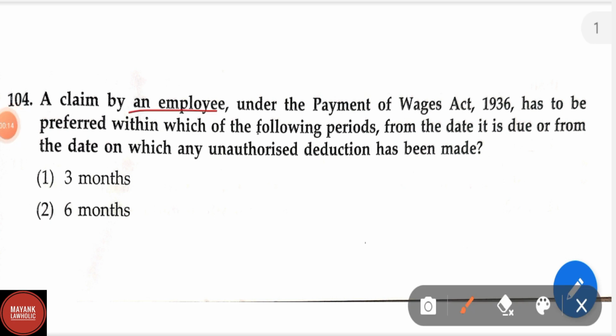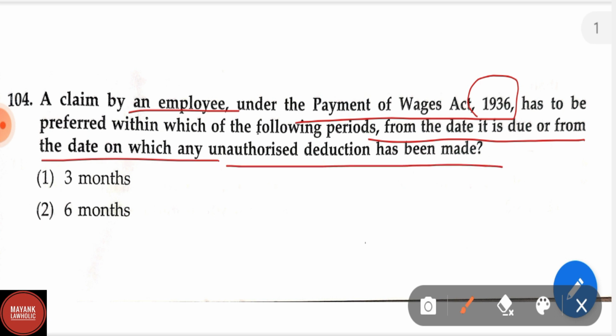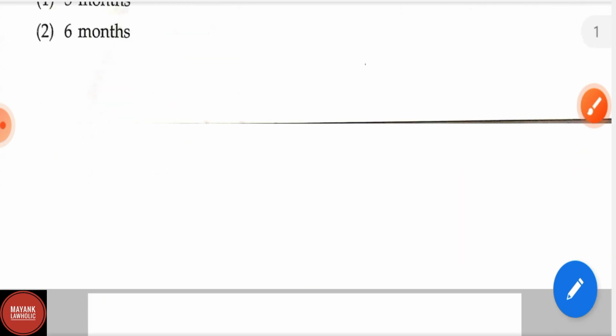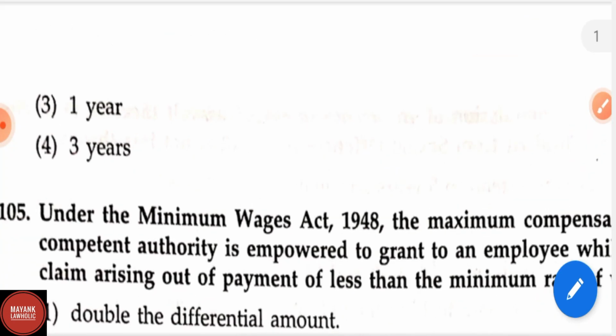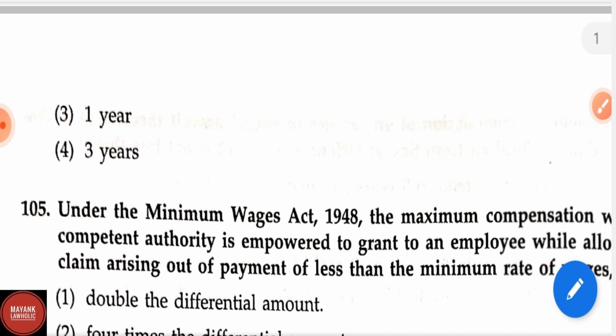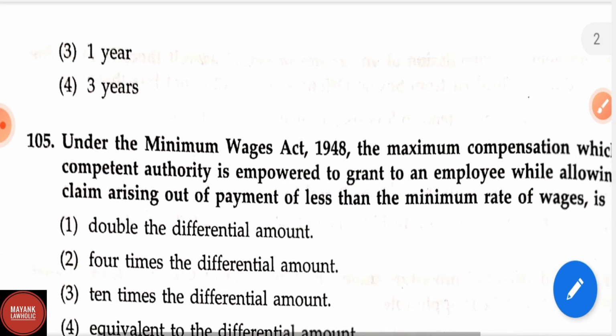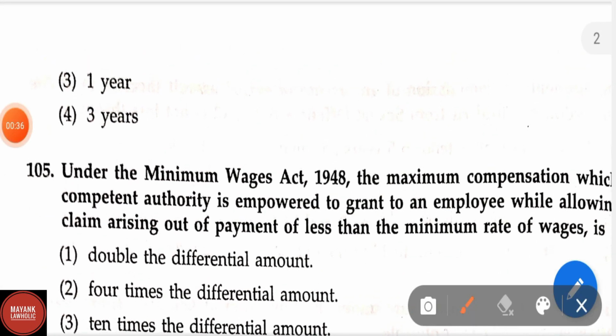A claim by an employee under the Payment of Wages Act 1936 has to be preferred within which of the following periods from the date it is due or from the date on which any unauthorized deduction has been made. Options are 3 months, option second 6 months, option third 1 year, and option 4 3 years. Correct answer is option number 3, that is 1 year.